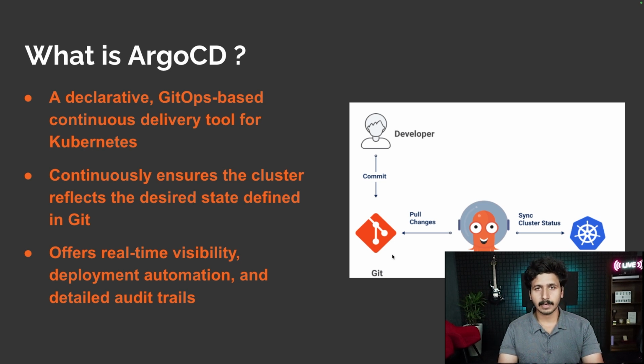Like if any wrong deployment has gone out and you want to roll back, everything can be managed through the UI, or there's also an option called the CLI, which we will be covering in the upcoming slides. So this was a brief about ArgoCD.